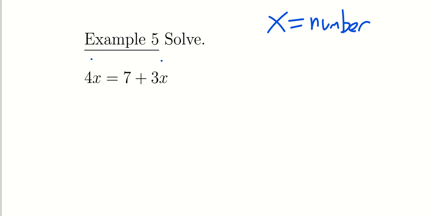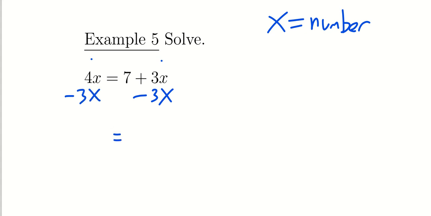With a little bit of foresight down the road, it usually will turn out to be better to get rid of the smaller amount of x's from one side. So if I'm looking at a positive 4x compared to a positive 3x, the positive 3x is smaller. So what I'm going to do is subtract 3x from this right-hand side to get rid of it. But if I do it to the right-hand side, then we must also do it to the left-hand side.